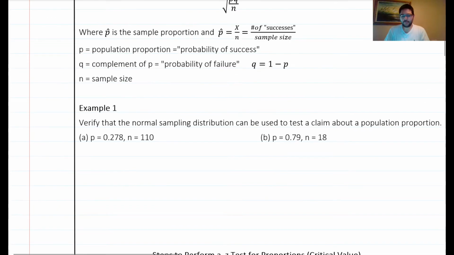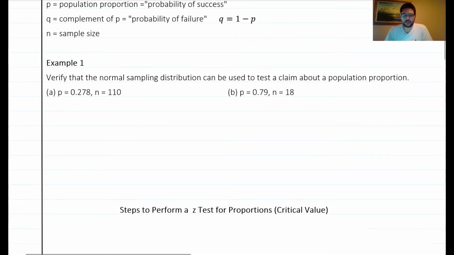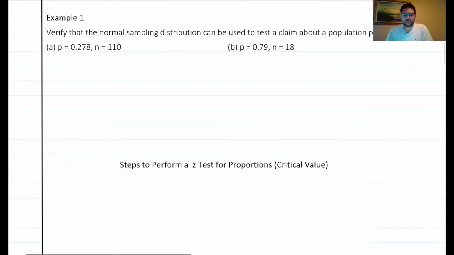All right, so let's look at an example of verifying whether the normal sampling distribution can be used to test a claim about a population proportion. So basically, can we use the z-test for claims about a population proportion given the following conditions? For the first one, we have that p is 27.8%, so 0.278, and the sample size is 110. Assuming that the binomial conditions are met, let's see if the sample size conditions are met. So we're going to do n times p.